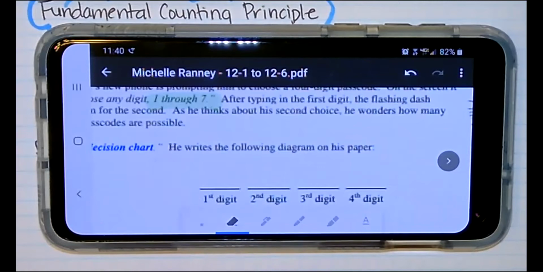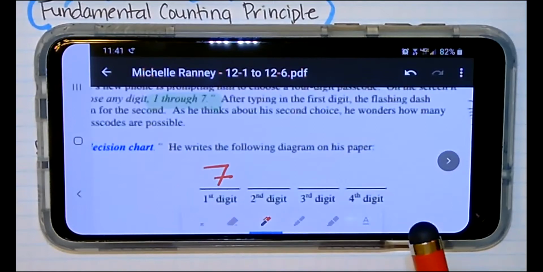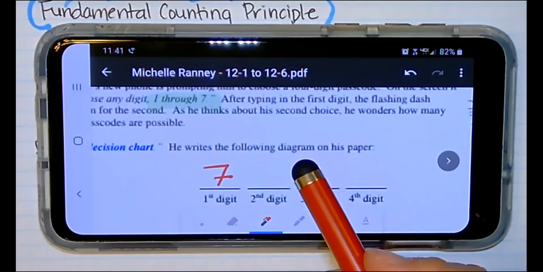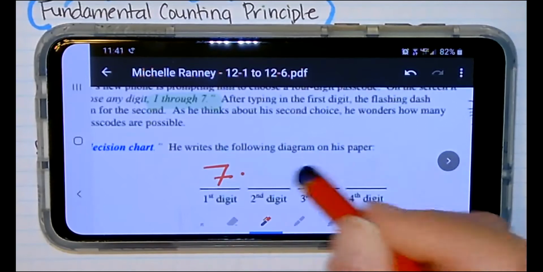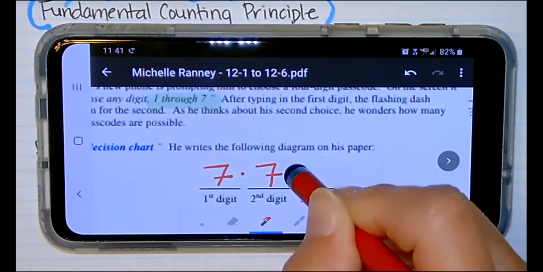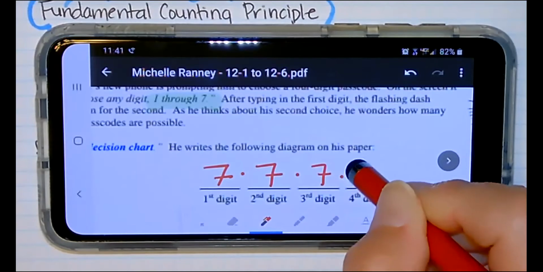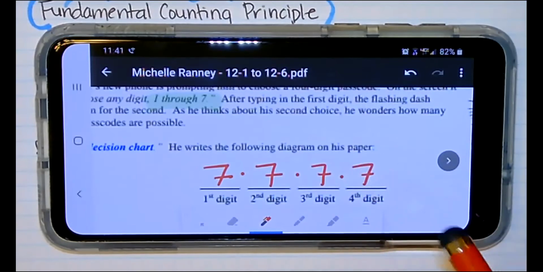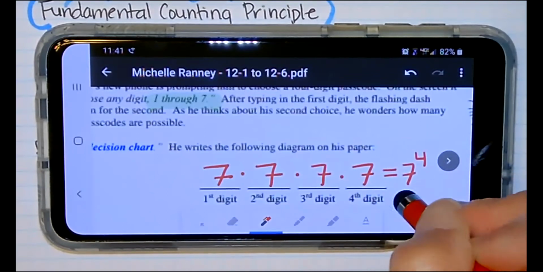So we have the digits 1 through 7. For the first one, he has 7 choices, the numbers 1 through 7. Now it doesn't say he can't repeat, so we are going to assume that he can choose all 7 again for the second one, and again for the third one, and again for the fourth one. So we have 7 times 7 times 7 times 7, or 7 to the 4th.